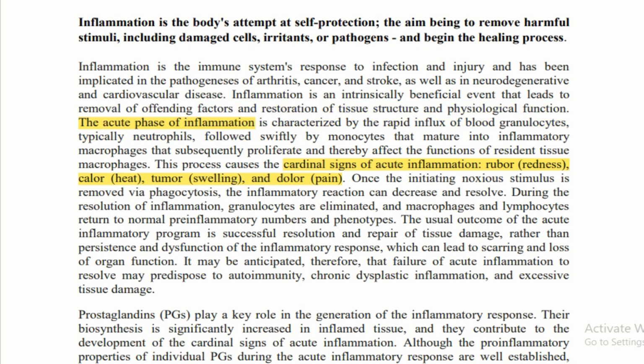Once the initiating noxious stimulus is removed via phagocytosis, the inflammatory reaction can decrease and resolve. During the resolution of inflammation, granulocytes are eliminated and macrophages and lymphocytes return to the normal pre-inflammatory numbers and phenotype. The usual outcome of the acute inflammatory program is successful resolution and repair of the tissue damage, rather than persistence and dysfunction of the inflammatory response, which can lead to scarring and loss of organ function. It may be anticipated, therefore, that failure of acute inflammation to resolve may predispose to autoimmunity, chronic dysplastic inflammation, and excessive tissue damage.